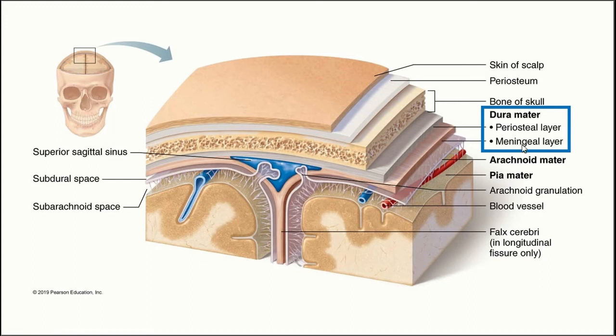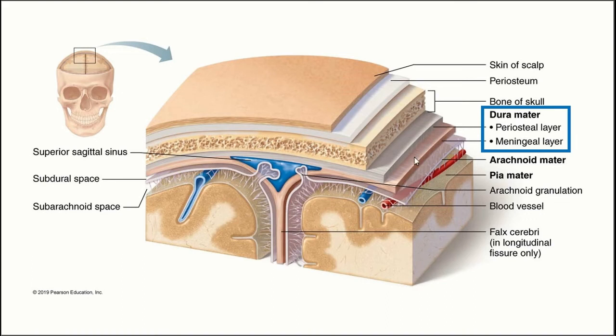Now, the dura mater is a thick, tough, leathery cover that forms the superficial-most layers of the meninges. And actually, its name means tough mother. So I say layers because the dura mater has two layers. It has the periosteal layer of the dura mater, and it has the meningeal layer of the dura mater.